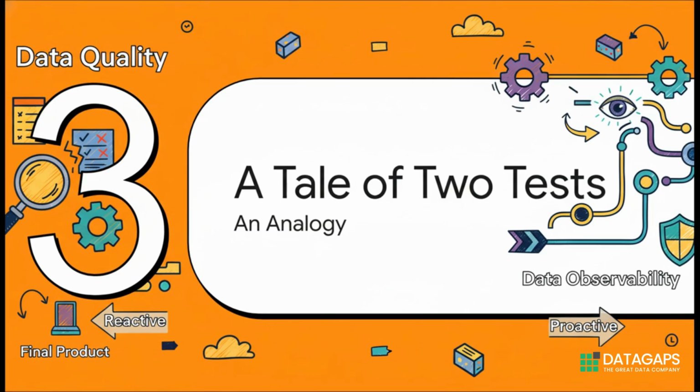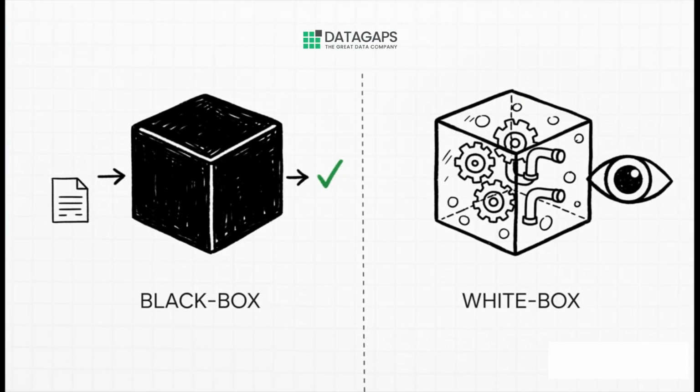Now, to make this distinction really stick, there's a fantastic analogy we can steal from the world of software engineering. Just think about it like this. Data quality is like black box testing. You don't really care how the sausage gets made. You just put something in one end and check if the right thing comes out the other. Data observability, that's like white box testing. You're popping the hood, looking at all the wires and pipes, and making sure the engine itself is running smoothly.